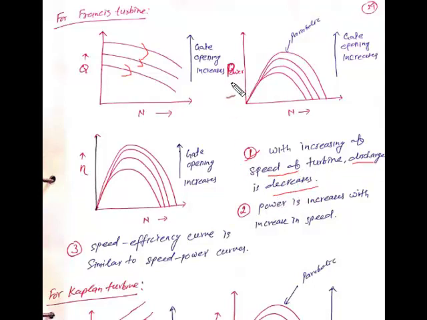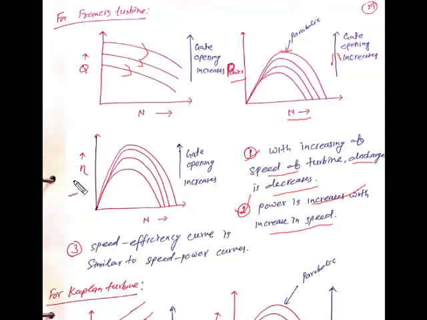The second curve is plotted between power and speed. In this we can see that when gate opening increases, power increases. When speed increases, power also increases, but after a certain point we get the maximum power, after which it decreases. So point 2 noted is that power increases with increase in speed.